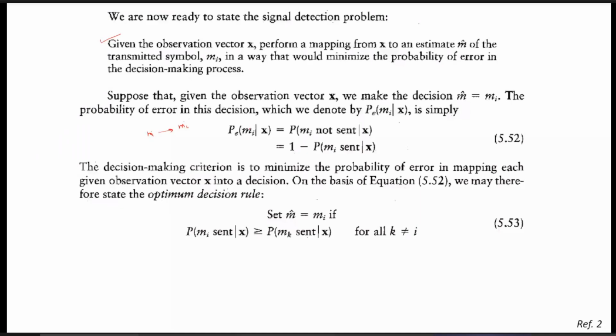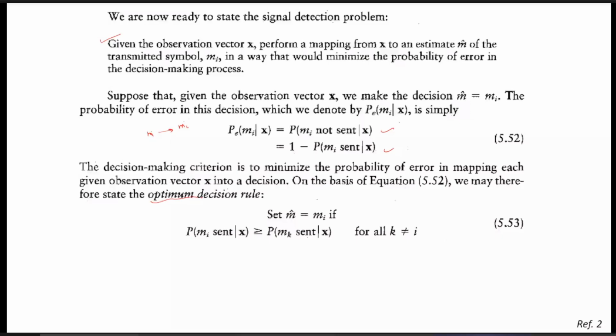That is, mi is not sent for the given x, and the receiver decides that mi has been sent. In that case the error will occur, which is given as 1 minus the probability of mi sent given x. So this probability of error we want to minimize during the estimate of this mi. For that we can set the optimum decision rule.